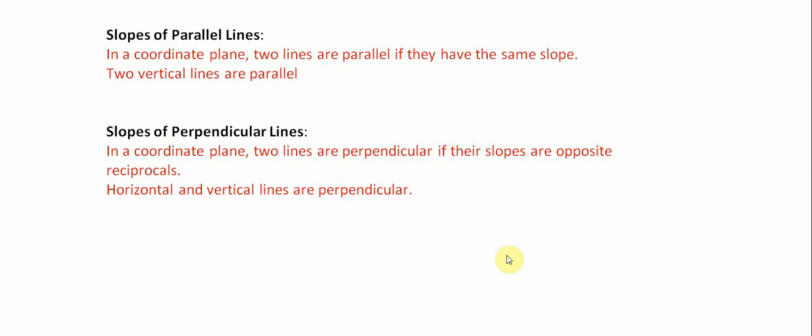In this lesson, we will discuss parallel lines and perpendicular lines in an XY coordinate plane. So first, let's talk about parallel lines. Well, in a coordinate plane, two lines are parallel if they have the same slope. Now, if two lines don't have a defined slope, like they're vertical lines, then those two lines are also parallel. And we will see the proof of these two statements in a separate part of the lesson.